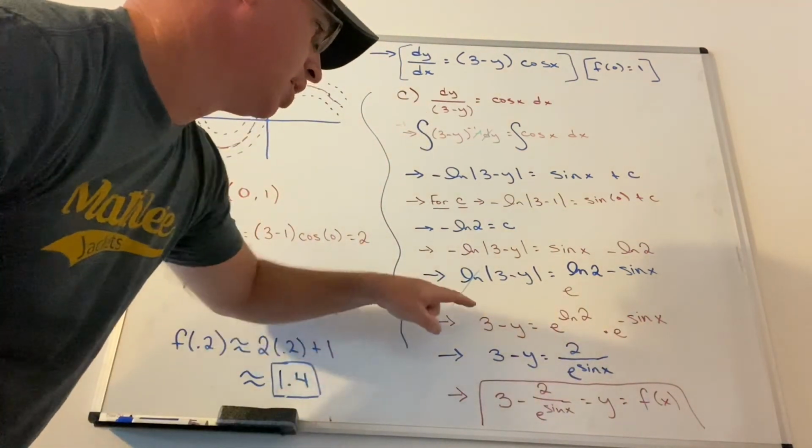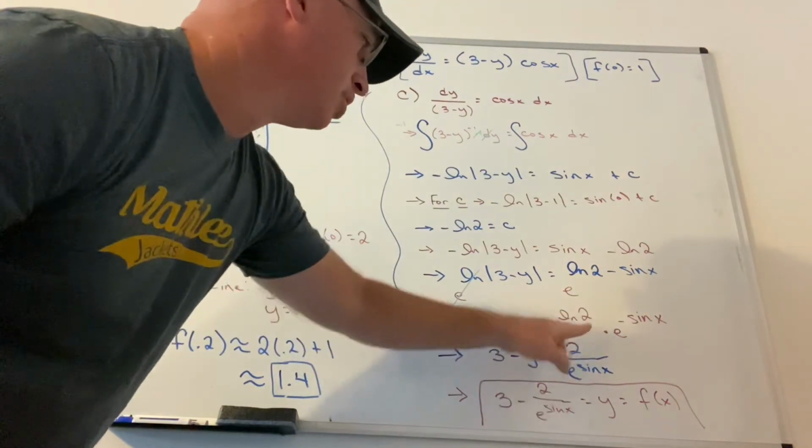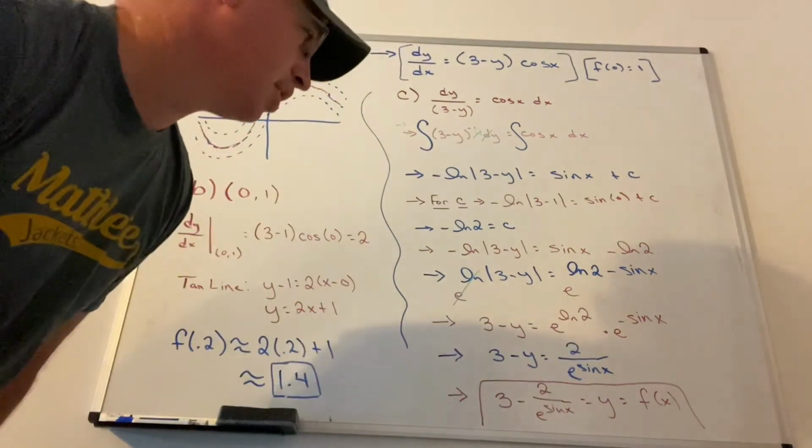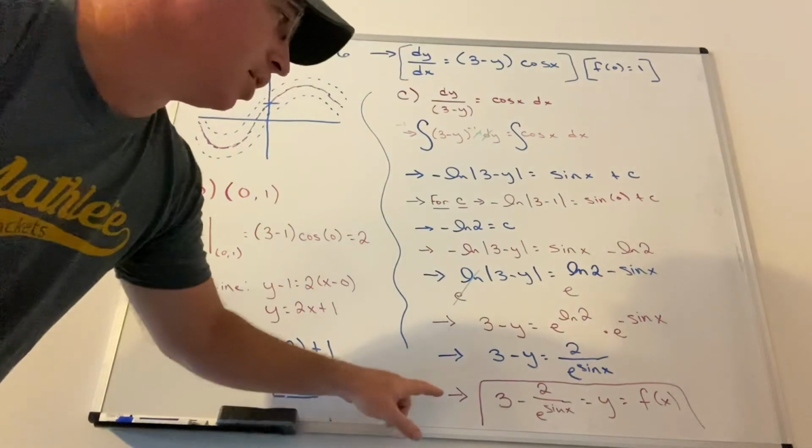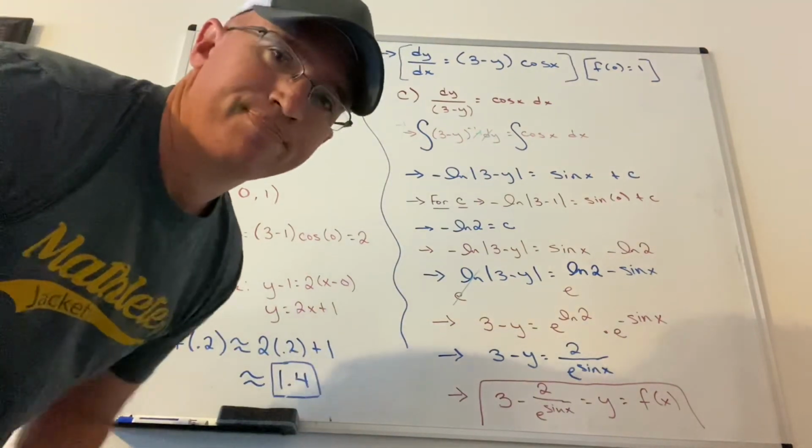And then you just add y to both sides, subtract 2 over e to the sine x from both sides, and you have your function.